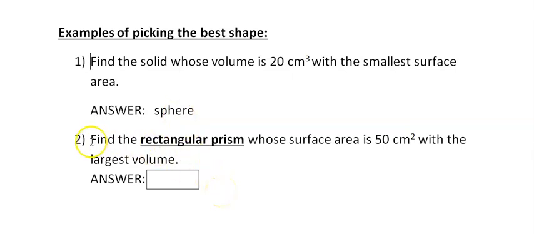And in example 2, find the rectangular prism whose surface area is blah, blah, with the largest volume, then we don't get to choose the shape. A rectangular prism means that it has to have a rectangle as a base, and it has to be a prism, so have all straight lines connecting to its other base.